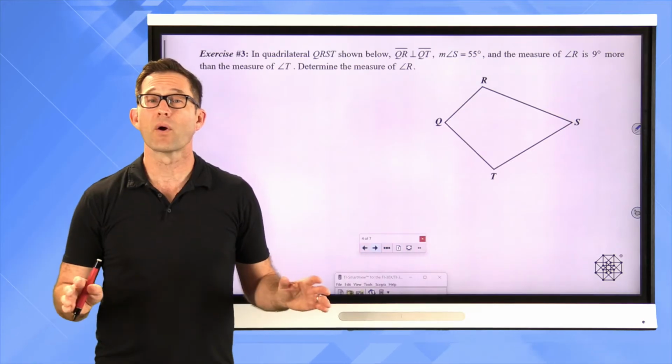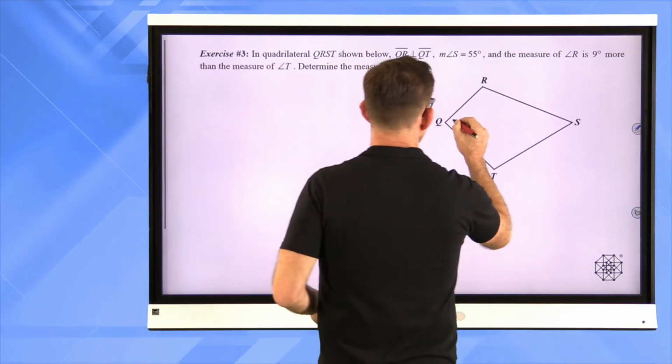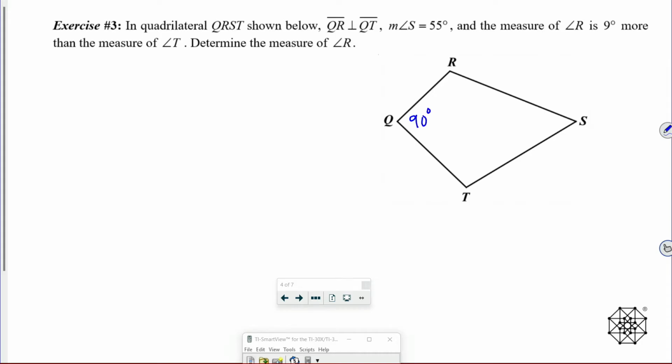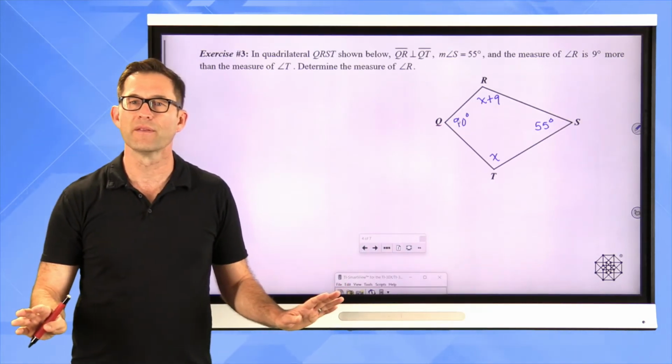All right, well, I'm going to mark everything that they've told me, right? QR is perpendicular to QT. That tells me that this is a 90-degree angle. Measure of angle S is 55 degrees. That's simple enough. I'll just put that there. And notice that the measure of angle R is 9 more than the measure of angle T. So if I put X here, I could put X plus 9 there. All right, and that really kind of lays out everything that they've told me in the problem.